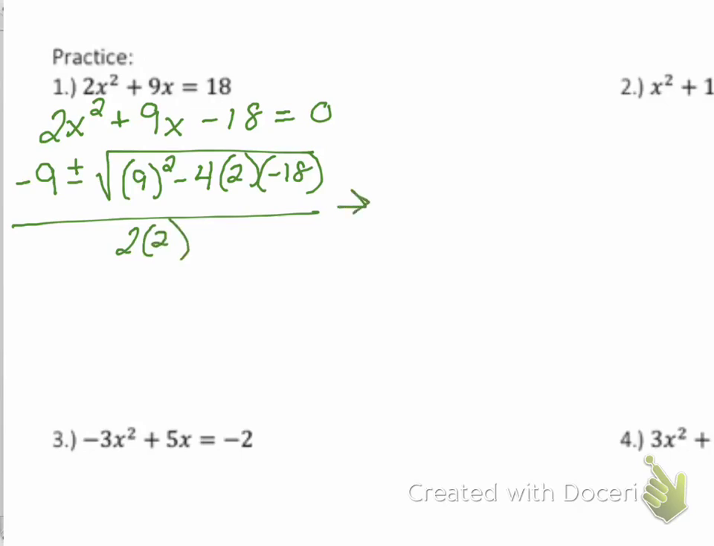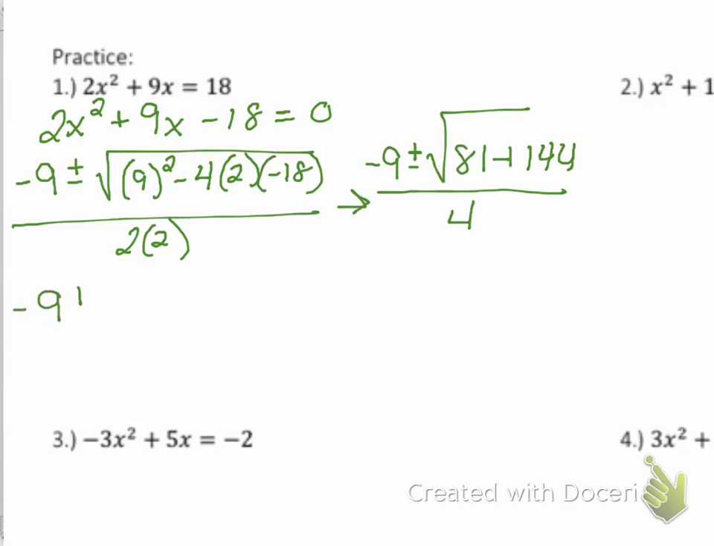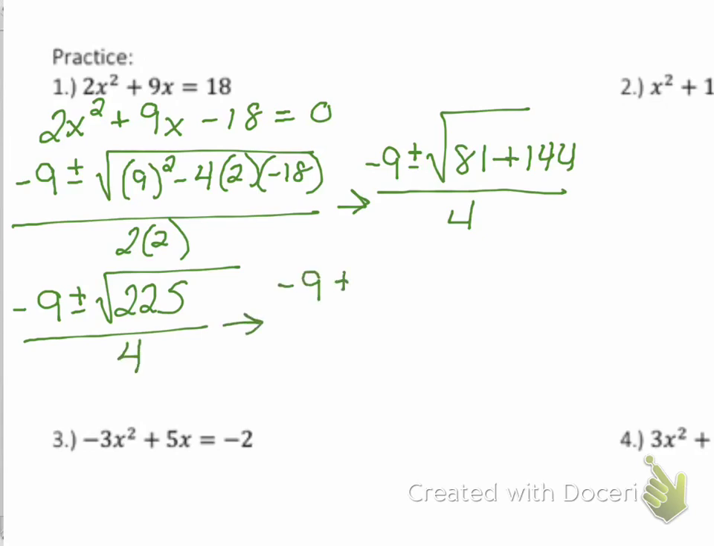And then slowly simplify that to negative 9 plus or minus the square root of 81 plus, what is that, 144, all over 4. So then let me do negative 9 plus or minus the square root of, and then 81 plus 144 gives me 225, all over 4. And I know that the square root of 225 is 15.